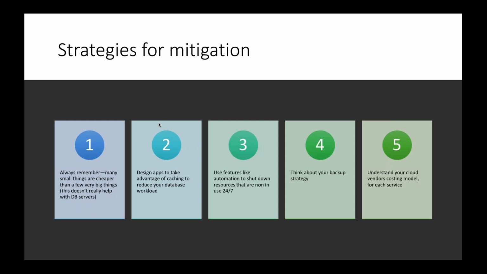You can also use features like automation to shut down your resources that are not in use 24/7. So those development VMs, Azure has a feature called auto shutdown. By default, it defaults to 7 p.m.